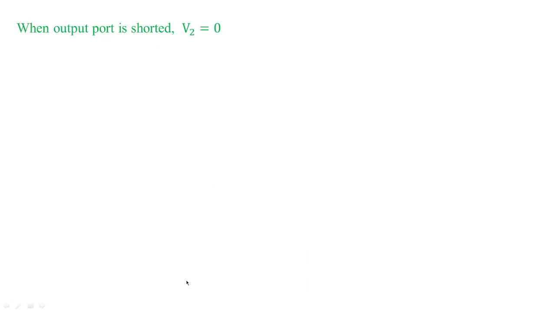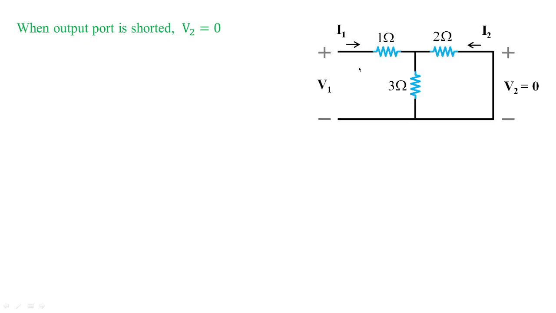For that, I am going to take the output port and short circuit it. So for admittance parameters, we short circuit the output port as well as the input port respectively. We have standard equations of admittance parameters giving I1, I2 in terms of voltages V1 and V2. So when the output port is shorted, that is, voltage V2 is made equal to 0, I am going to get I1 and I2 in terms of V1.